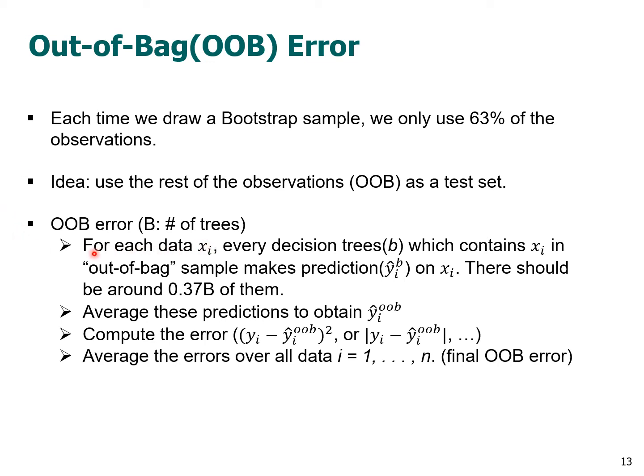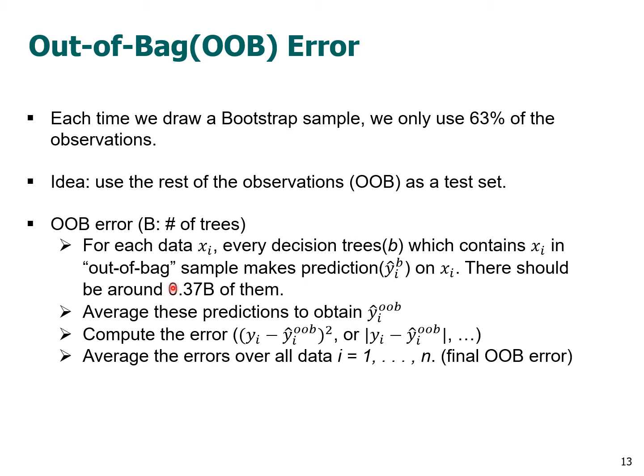Let's say you pick one particular data point x_i. This x_i may belong to the in-bag data of a certain decision tree, or it may belong to the out of bag data of other decision trees. For every out of bag decision tree, it makes a prediction on x_i, which is denoted here as the prediction on x_i by decision tree B. The number of out of bag decision trees is about 37% of the total number of decision trees, as we have seen.